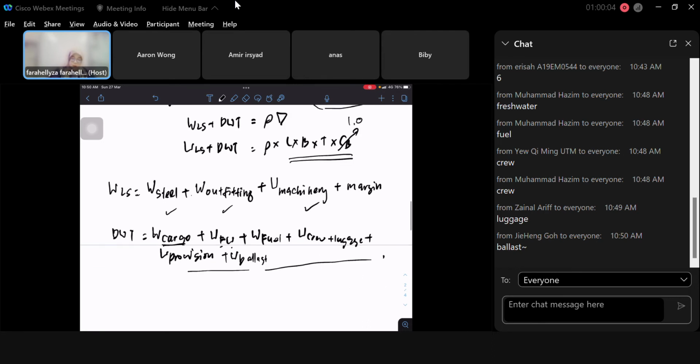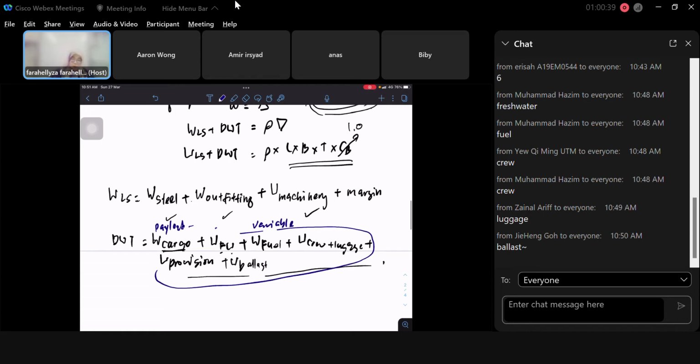Sometimes maybe you will use this kind of term. This is W payload. And the rest is more like a variable operational cost. So this is more like operational cost, the variable load, or the variable weight. This one is the payload weight, which means the load that you are paid for. You get money from this load. So that is the cargo.